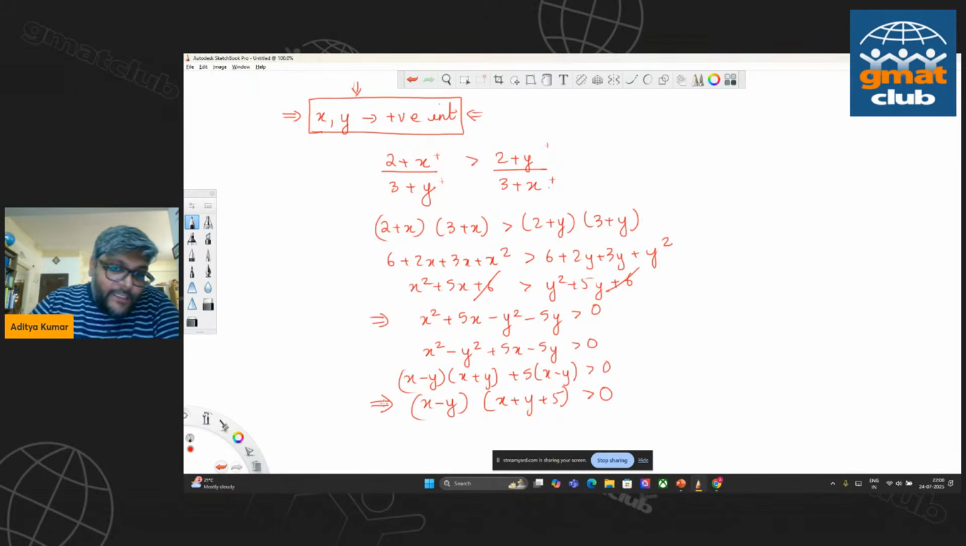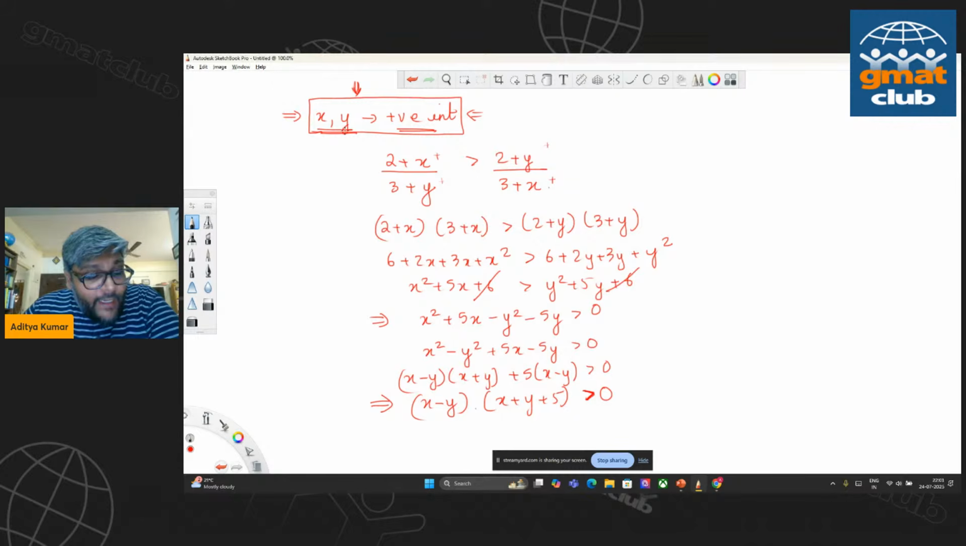Now this is the equation that I have. I have the right hand side 0. I have the left hand side as a product or a division of values. Now it's easy for me to analyze. I know if a product of two terms should be greater than 0, then both the terms have to be positive or both the terms have to be negative. But what do I have in the constraints? I have x and y to be positive integers.